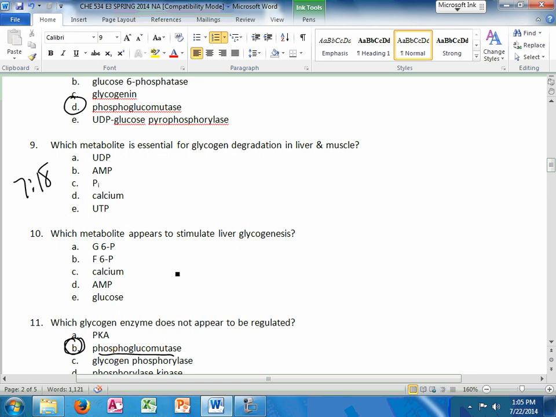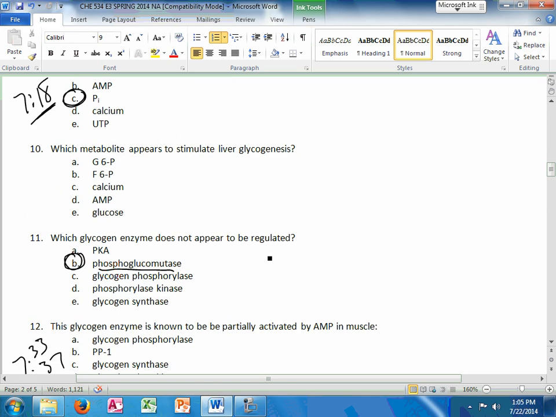Which metabolite is essential for glycogen degradation in liver and muscle? Degradation is done by glycogen phosphorylase, which uses phosphates to free off the individual glucose molecules. Slide 18 has a bunch of questions from it, so make sure to know that really well.